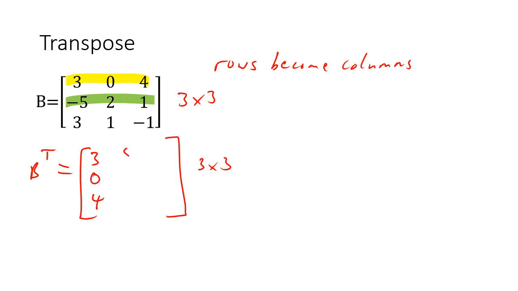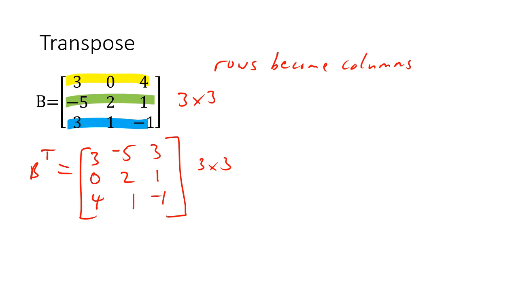So we go minus 5, 2, 1. And then we'll look at the third row, and that's 3, 1, neg 1. And it's quite easy to do these things on your calculator. It's quite easy to do manually. But it's one of the things you need to know about matrices.